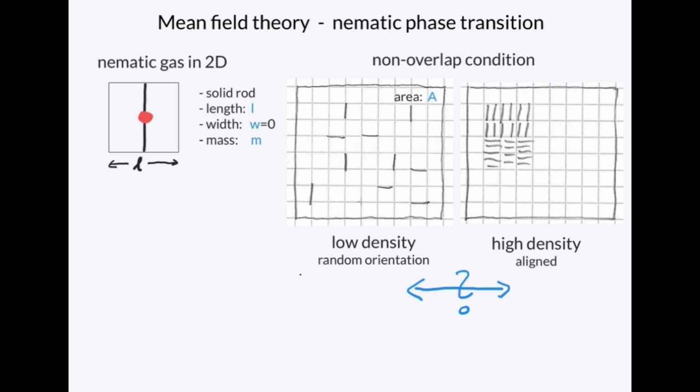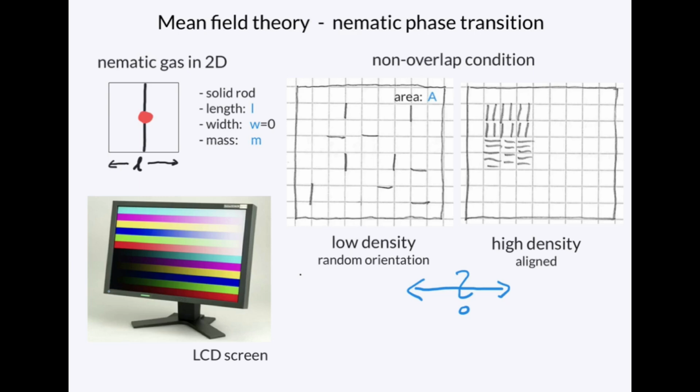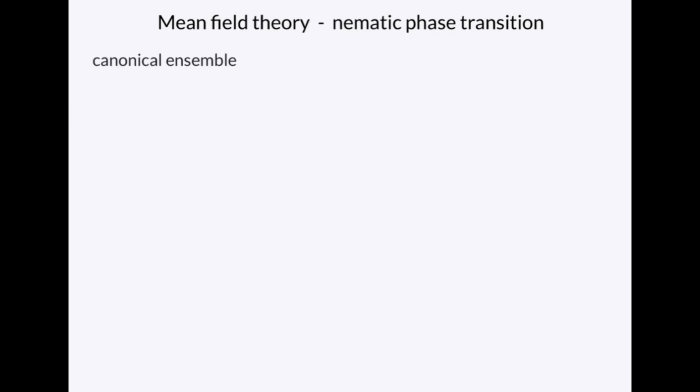Now, our very artificial system is not that far from an application. Actually, in the LCD screen that you have in front of you, nematic molecules are used in order to display the different colors and also the different gray levels on your screen. Hence, what we describe has a significant technological impact.